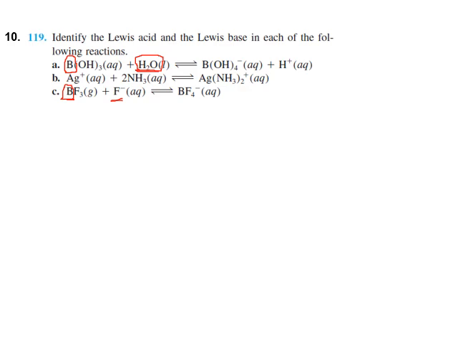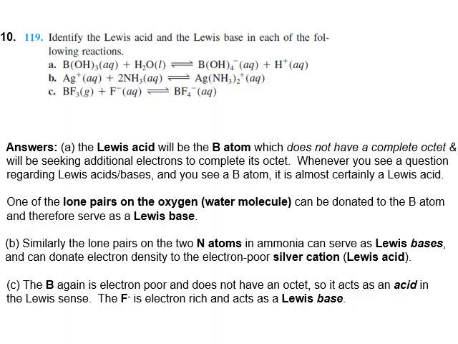For part B, it's very similar. Ag plus also will be electron deficient, so it will be looking for electrons, so it's going to act as the Lewis acid. And the lone pair here on the NH3, or if you want to just consider it to be the NH3, will be the Lewis base in that case. Next, and then I'll go on to the next one.